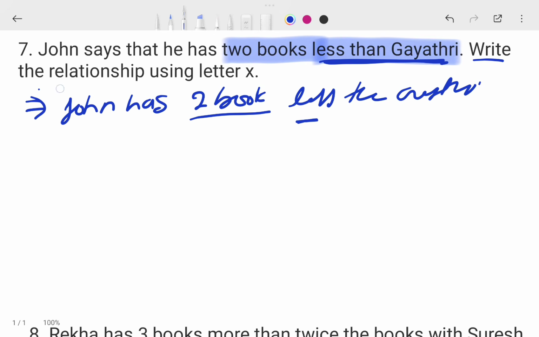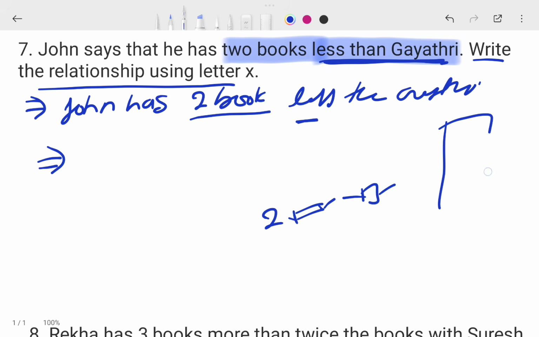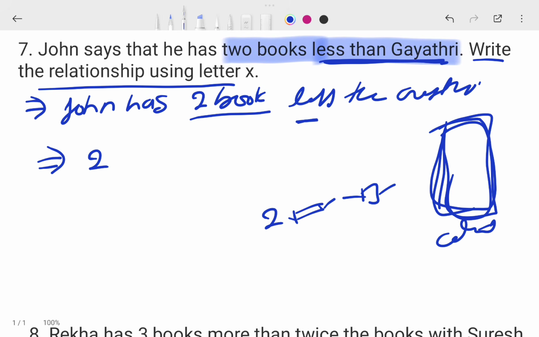Write the relationship using x. Now you can tell me how many books Gayatri has. Let's suppose you have 2 chocolates only, but your friend has boxes of chocolates. What will you say? I have 2 chocolates, but less than my friend, because your friend has a box of chocolates. How many chocolates are in this box? We don't know. So you will say I have 2 chocolates, but it is less than my friend.